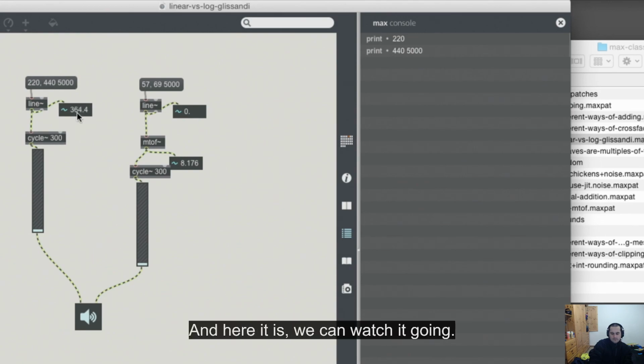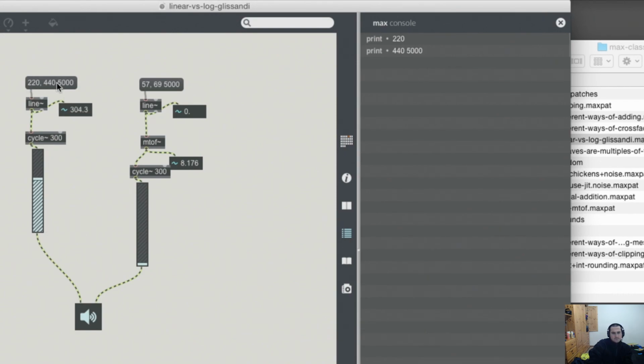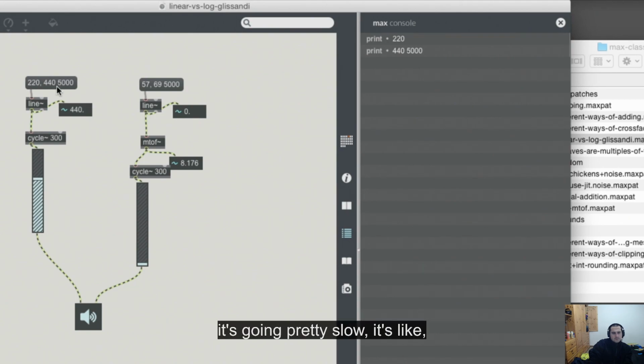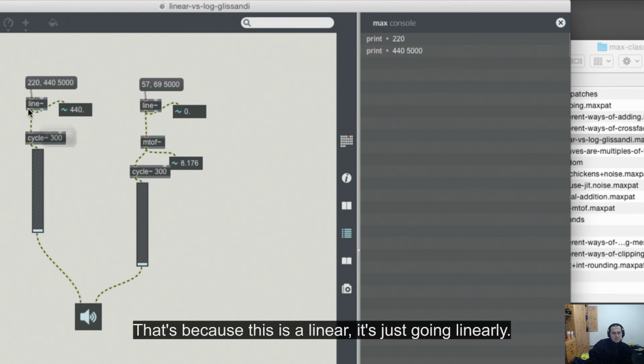And here it is. We can watch it going. 3 Mississippi, 4 Mississippi, 5 Mississippi. So that's it. If we do it again, 1 Mississippi, 2 Mississippi, 3 Mississippi, 4 Mississippi, 5 Mississippi. So we're going up an octave over 5 seconds. But what does it sound like? Sounds like at the beginning it's going pretty fast, and then when we get near the end, it's going pretty slow. It's like whoa. See that again. Okay, that's because this is linear, it's just going linearly, that's why it's called line, because it makes lines.